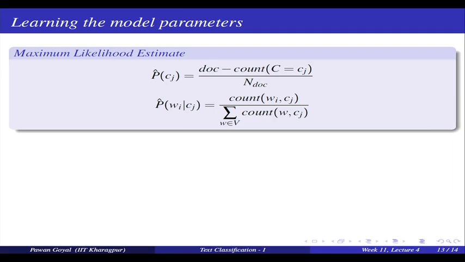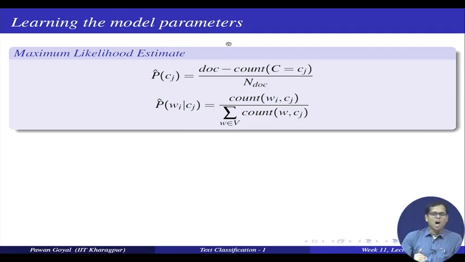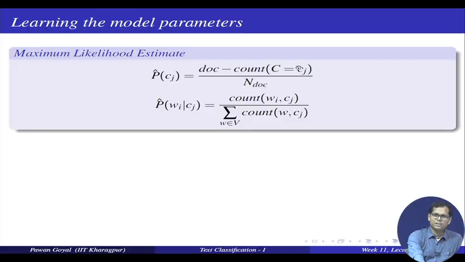Now the next question is, how do I compute these probabilities from my training data? How would you compute probability C? P(C) would be the probability of this class in the training data, that is, how many documents in my training data have been labeled with this class, doc count of C equal to Cj, divided by how many documents I have in my training data. So this is the probability of this class in my training corpus.